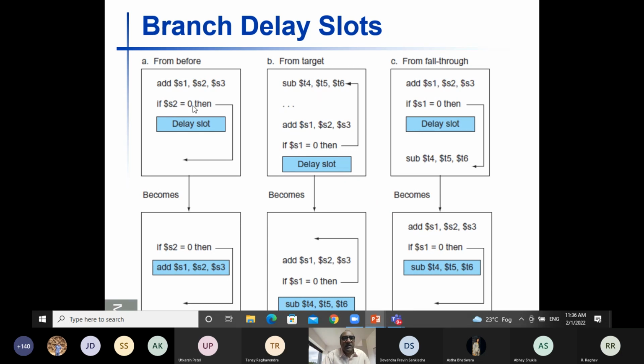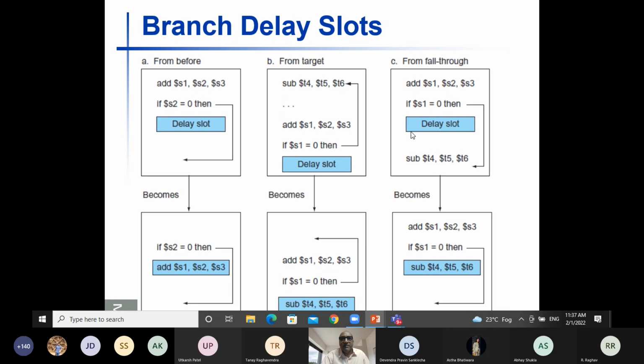Then anyway, in one time cycle, you will come to know the target address. With that, you can fetch the desired instruction soon after. So this instruction, which was before the branch, can be placed here as a delay slot so that the normal execution of branching will be carried out without any flushing or any loss of cycles.